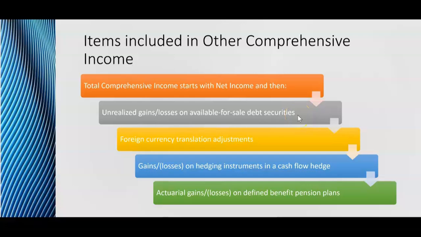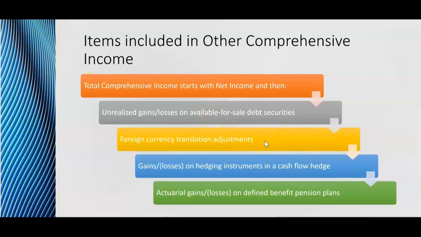And according to accounting standards, that unrealized gain or loss goes into OCI. Once it's sold, once we sell that bond, then the gain or loss would be realized and it'll go on the income statement. But for now, that unrealized gain or loss goes into OCI.